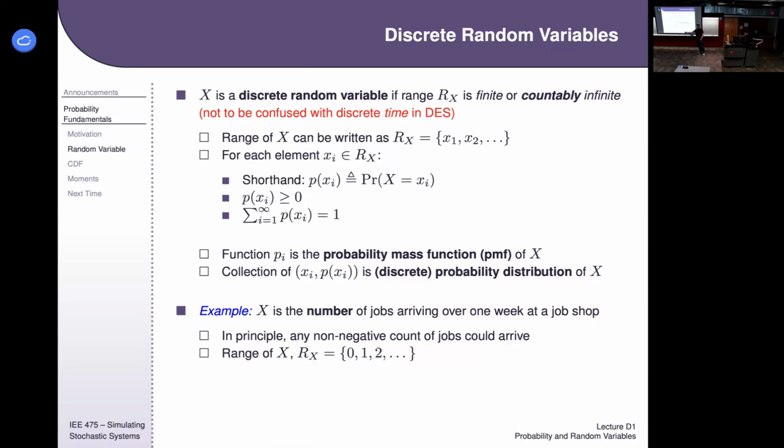It can be infinite. Just because something's infinite doesn't mean it's not discrete. It just means that if it is infinite, you can assign every outcome to an integer and you'll get a one-to-one mapping. That's what it means to be countable. The range of a random variable we'll often write as R sub X, and in the case of a discrete random variable, it will just be a set with commas. So we don't specify any ranges necessarily. And then for each element, we might use this shorthand.